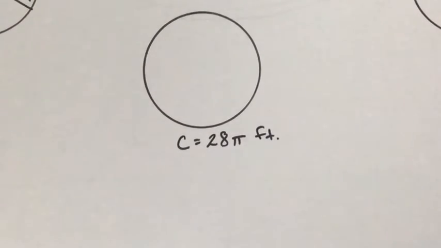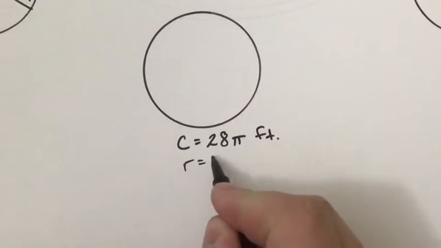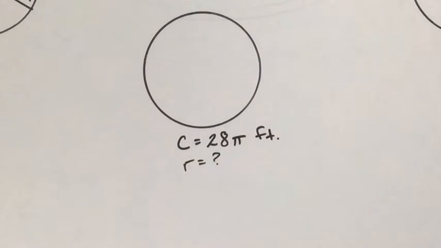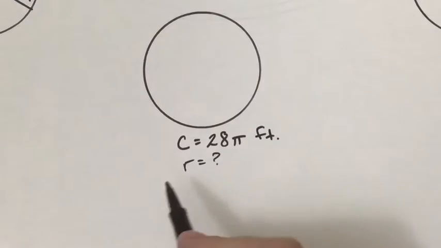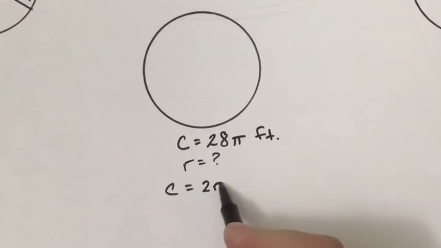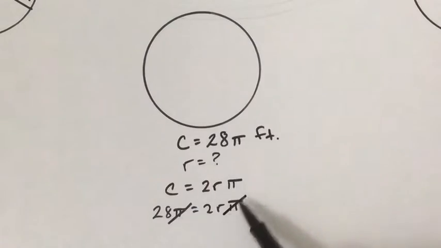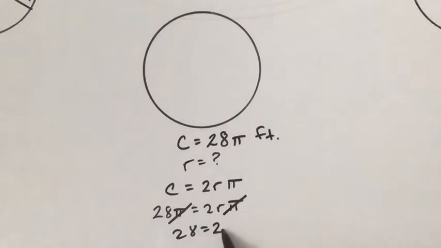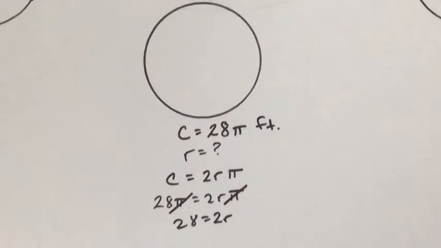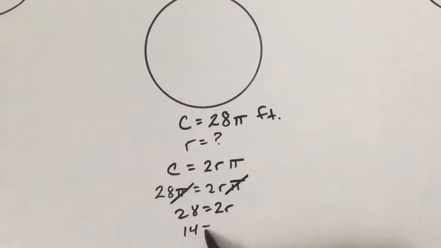Here we have a problem. I gave you the circumference is 28 pi feet. I would like to know, what is the radius? Well, it's the same exact setup as before. Circumference equals 2r pi. But in this case, you know what the circumference is. So I'm going to replace the C with 28 pi, and I'm going to solve for the radius. I'm going to cancel out the pi. So I have 28 equals 2r. I'm going to divide by 2, and I get 14 equals r.